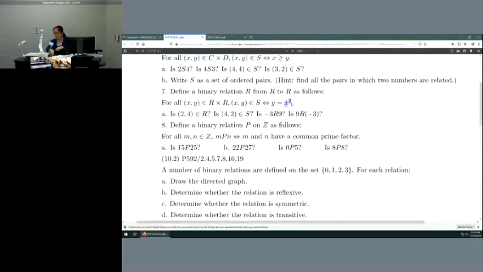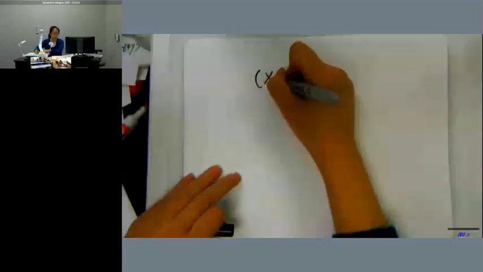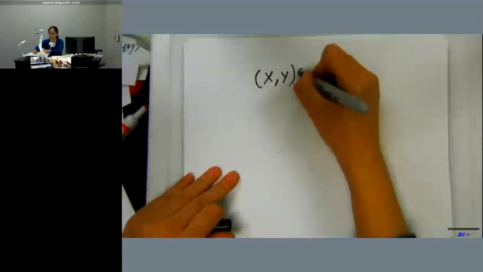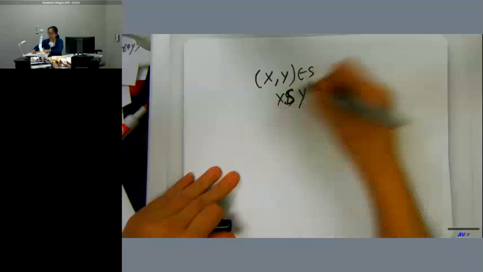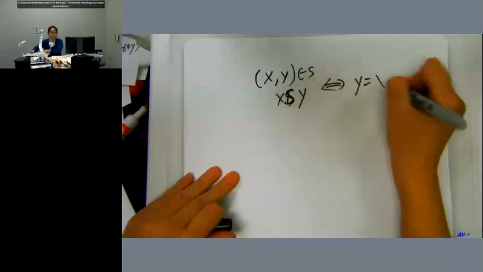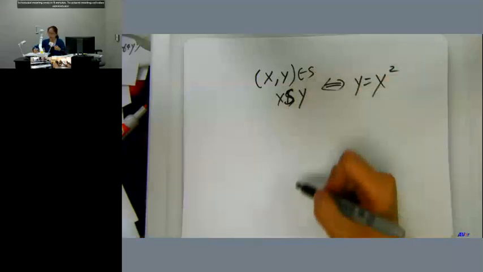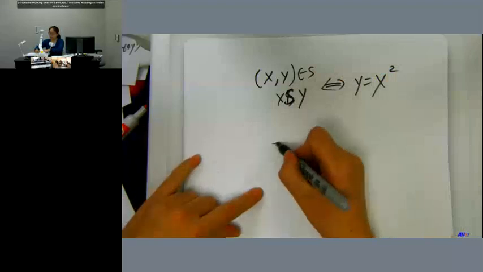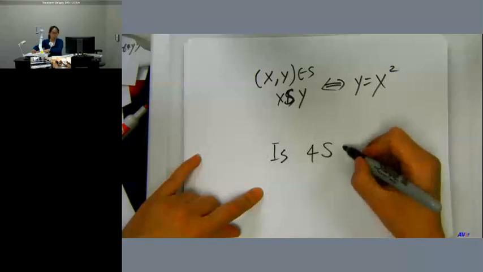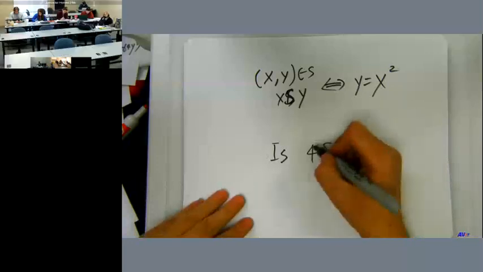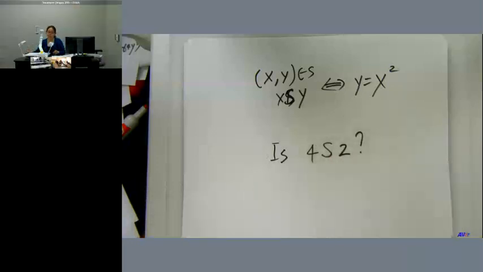Okay, so let me give you an example. This is the definition. X is related to Y. They could have put it this way, or they could have put it this way. This is how they define it. Let me give you a case. You can tell me whether they're related. So is 4 related to maybe 2? Is 4 related to 2?